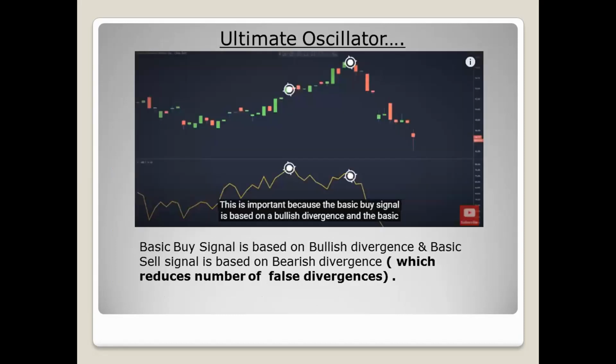Okay, I will show you here the ultimate oscillator. Here the price is going up, the market is moving up, but the ultimate oscillator is giving a divergence. So what is happening next? The market turned bearish. So looking at the ultimate oscillator, we get some idea what is going to happen in the future. That is written below: a basic buy signal is based on bullish divergence and a basic sell signal is based on bearish divergence, so that we can avoid the number of false signals.